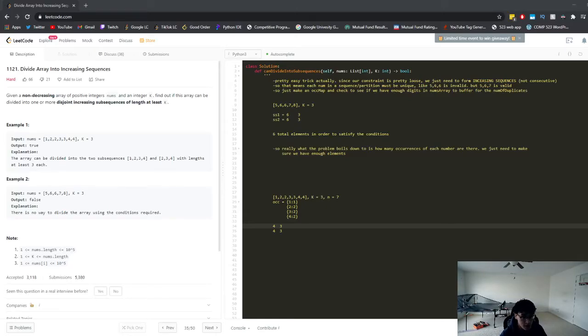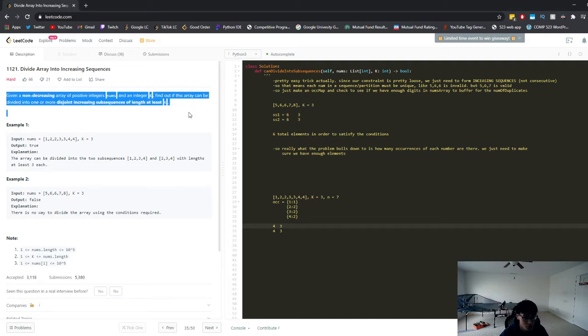Alright, let's take a look at Leetcode 1121, divide array into increasing sequences. I think the problem description is a little bit confusing, but I'll try my best to explain it. We're given an input array nums, which they've told us is in non-decreasing order. The word non-decreasing just means it's increasing, but there could be duplicates.